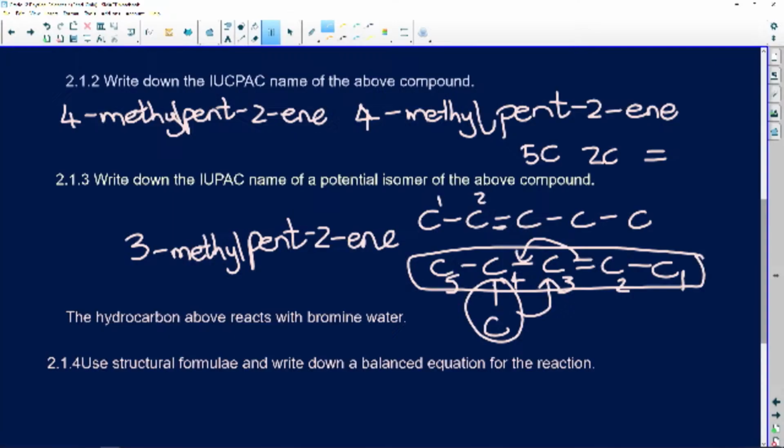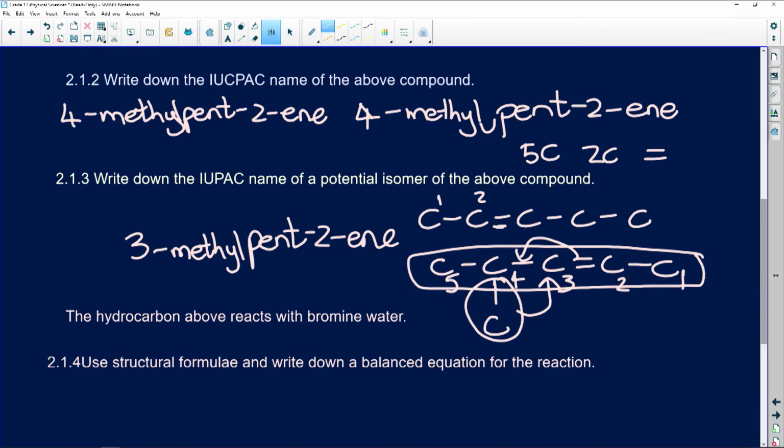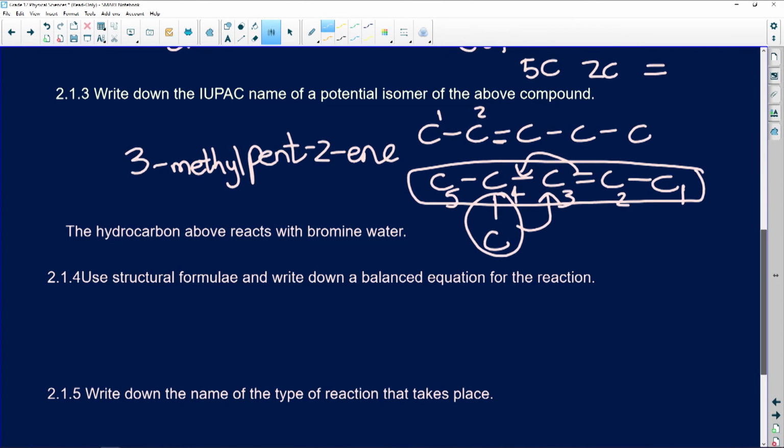All right, so looking at the next question, I see here they were a bit sneaky. They introduced a reaction, so organic reaction, into the fundamentals of organic chemistry. And now they say this hydrocarbon reacts with bromine water. Use structural formulae and write down a balanced equation for the reaction.